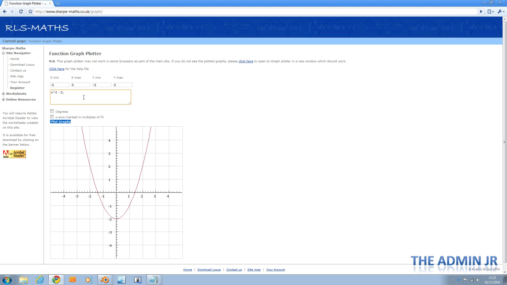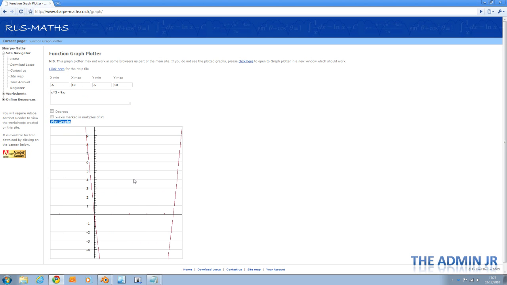However, let's put that in for now. Minus 9x. It's very, very big. So we're going to have to change that to, I'll make that 10. I'll leave that as minus 5. I'll make that 10 as well. So you can see it's clearly cutting the graph here at, if that's 2, 4, 6, 8, 9, and 0. And that's exactly what we want.